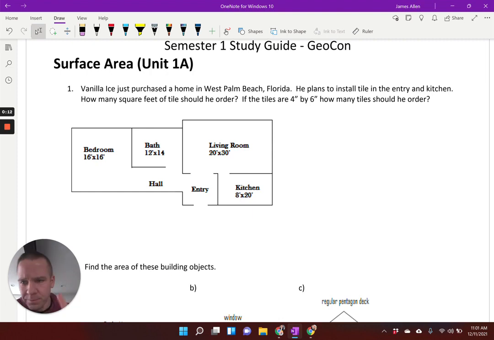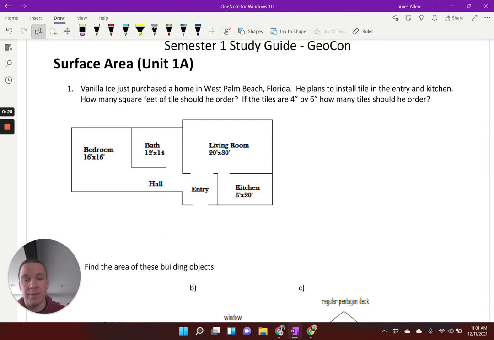Alrighty, first one. Vanilla Ice just purchased a home in West Palm Beach, Florida. That is actually where he does renovate some homes. He plans to install tile in the entry and kitchen. How many square feet of tile should he order? And also, if the tiles are 4 inches by 6 inches, how many tiles should he order?